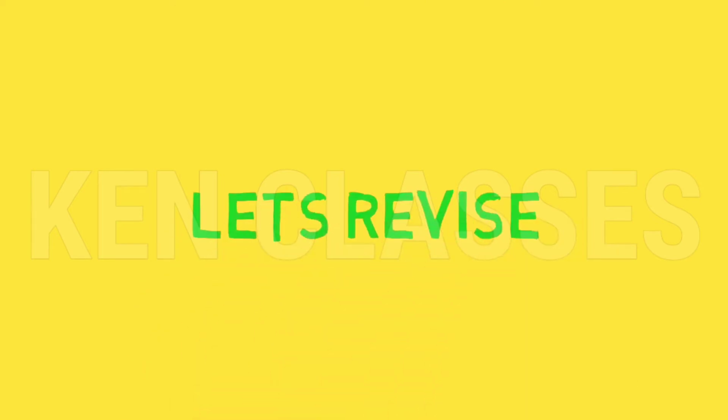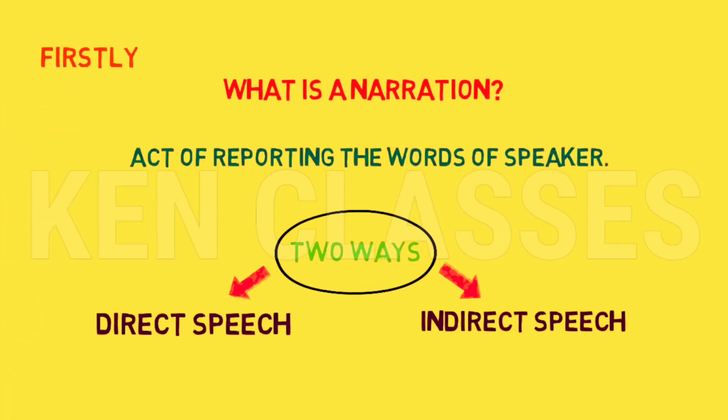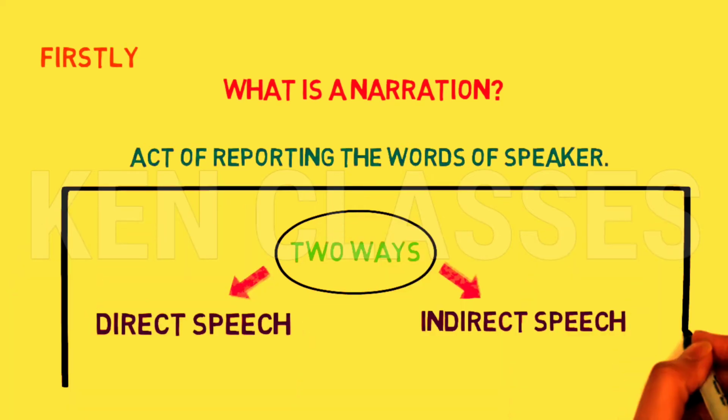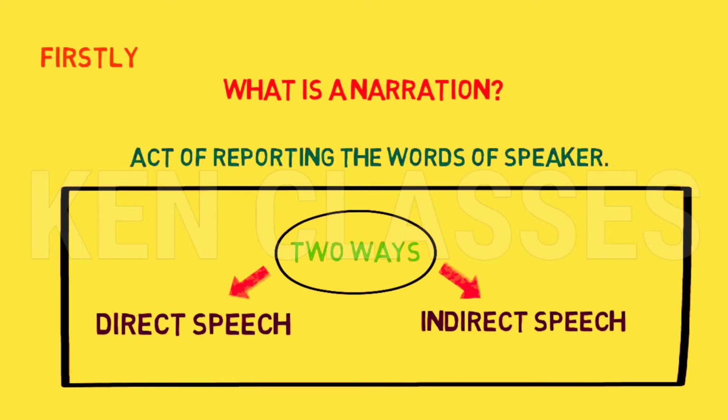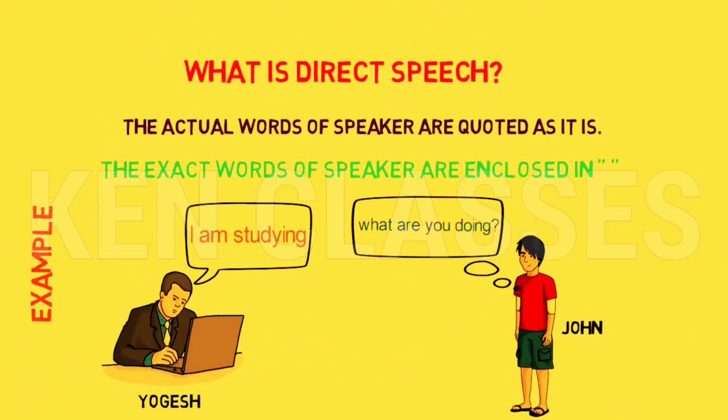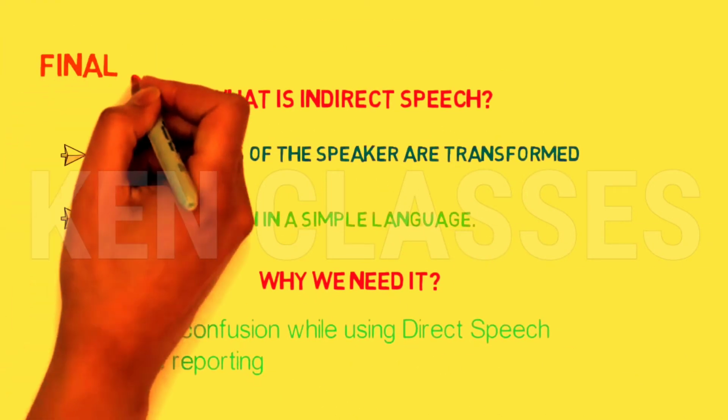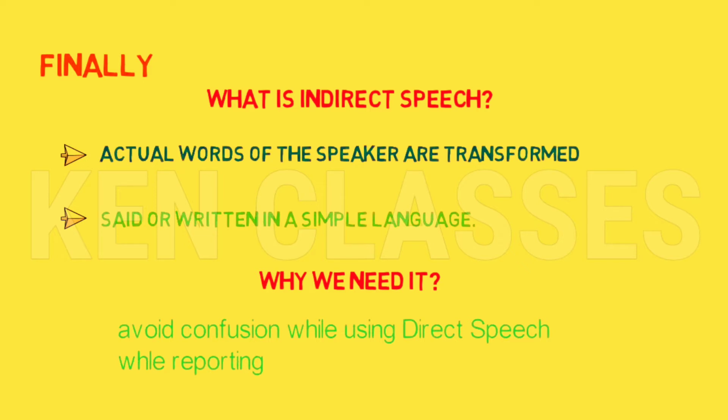Let's quickly revise what we have learned in this video. Firstly, we discussed what exactly is narration. It is an act of representing the words of the speaker. Then we discussed that there are two ways of achieving it. First is direct speech and second is indirect speech. In direct speech, the actual words of the speaker are quoted as they are without any change. The exact words of the speaker are enclosed in inverted commas. Finally, in indirect speech, the actual words of the speaker are transformed and are said or written in simple language. That's all about direct and indirect.